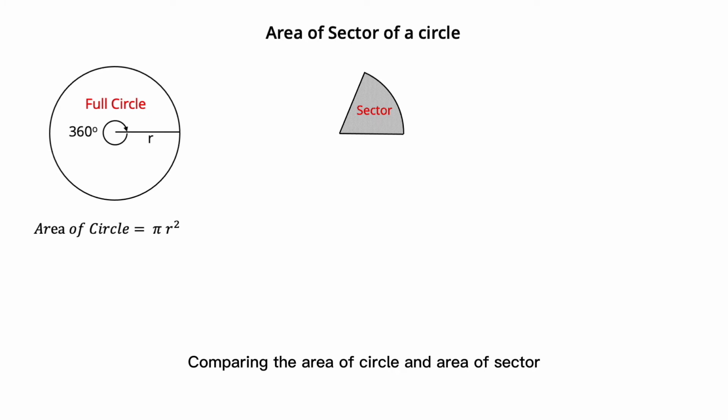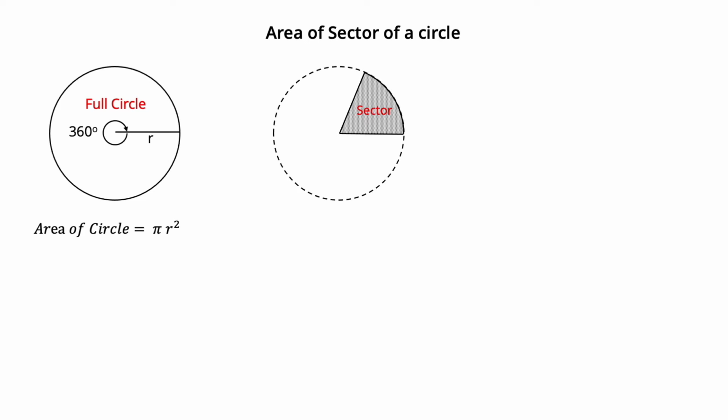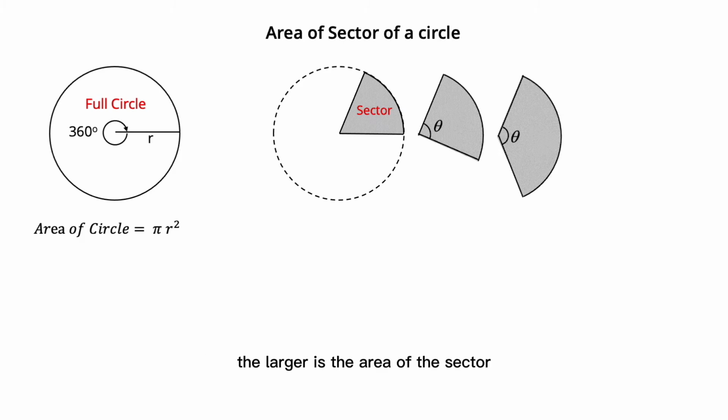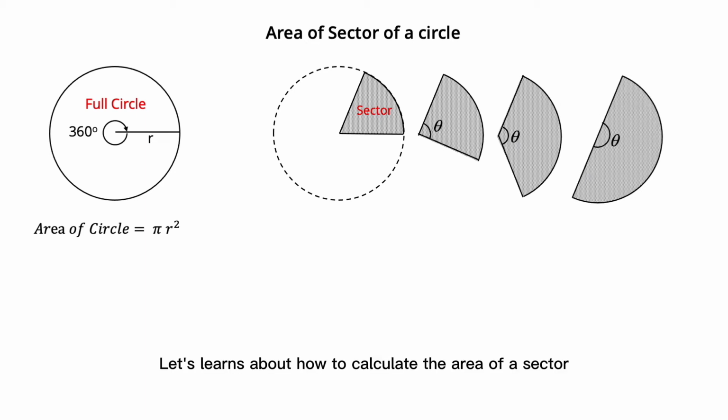Comparing the area of circle and area of sector, the area of a sector is a fraction of the area of the circle. This area is proportional to the central angle. In other words, the bigger the central angle, the larger is the area of the sector. Let's learn about how to calculate the area of a sector.